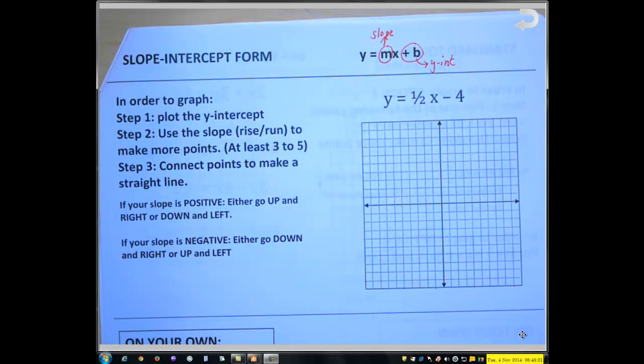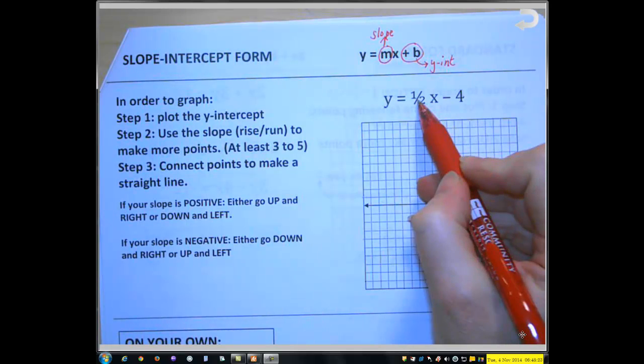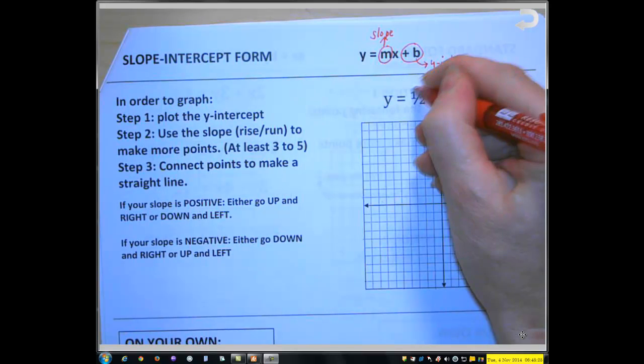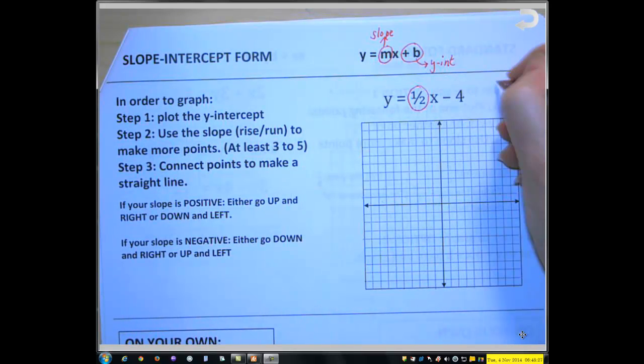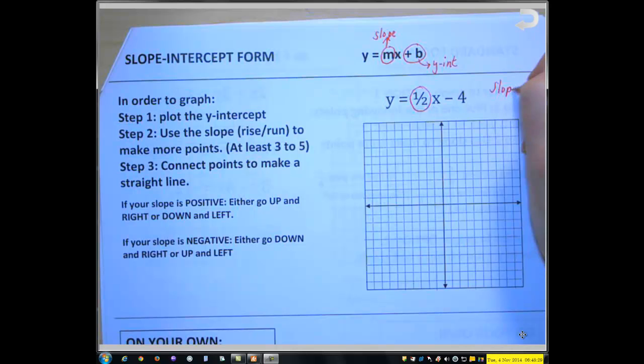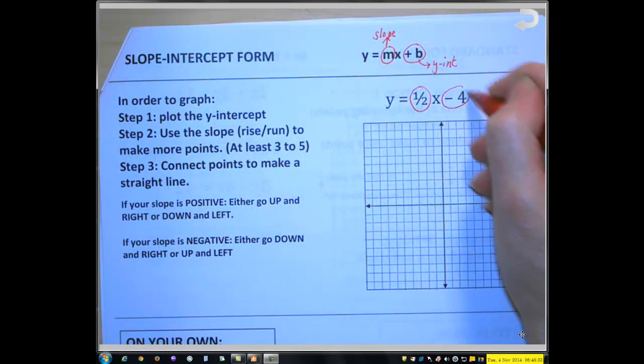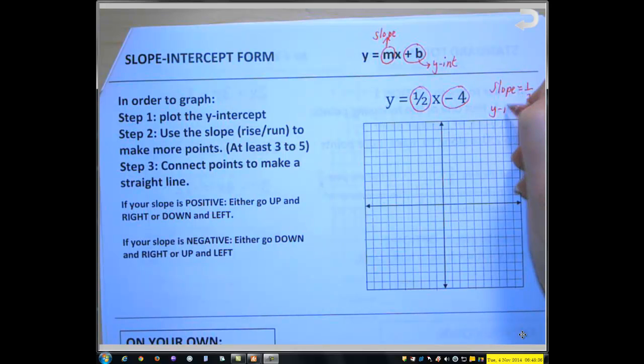So let's look at this equation here. Our slope is going to be 1/2. So our slope is 1/2, and our y-intercept is going to be -4.